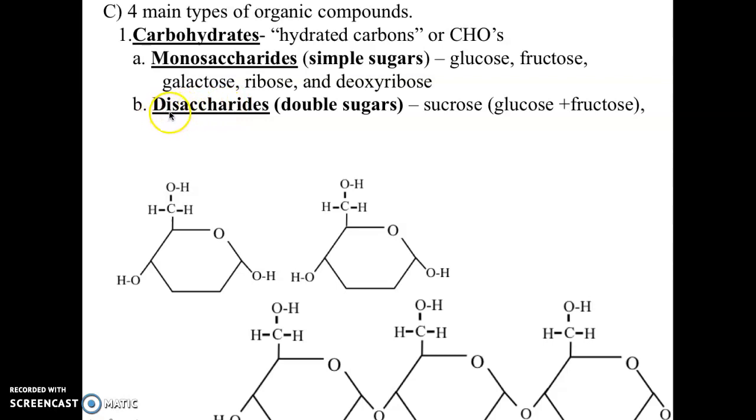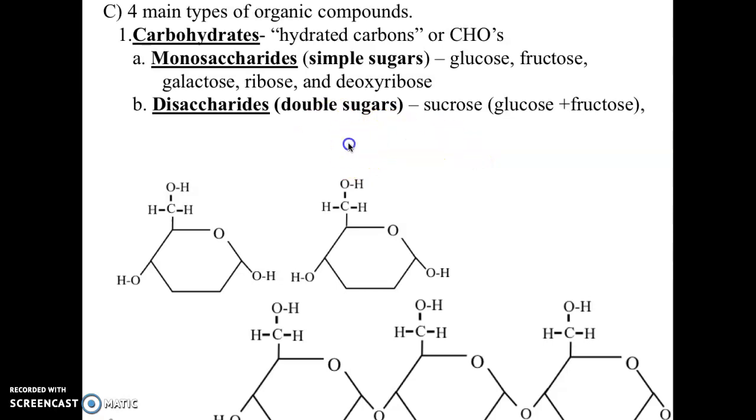And those would be called disaccharides. Di, just like the word bi, can mean two. So these are double sugars. They're two simple sugars hooked together to make a new sugar. All right. For example, in sucrose, which is what we eat on the table, if you have table sugar, that is glucose plus fructose. Okay?